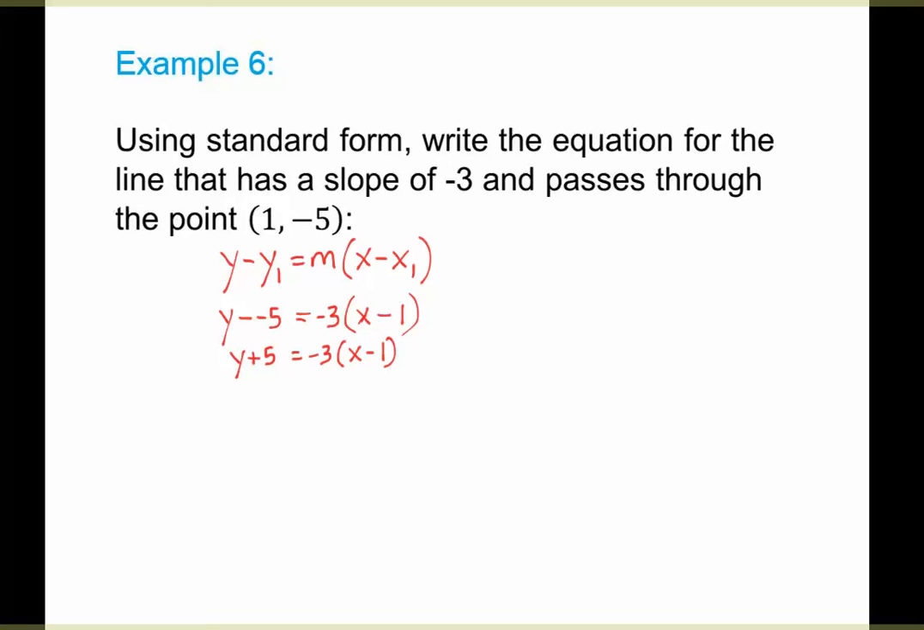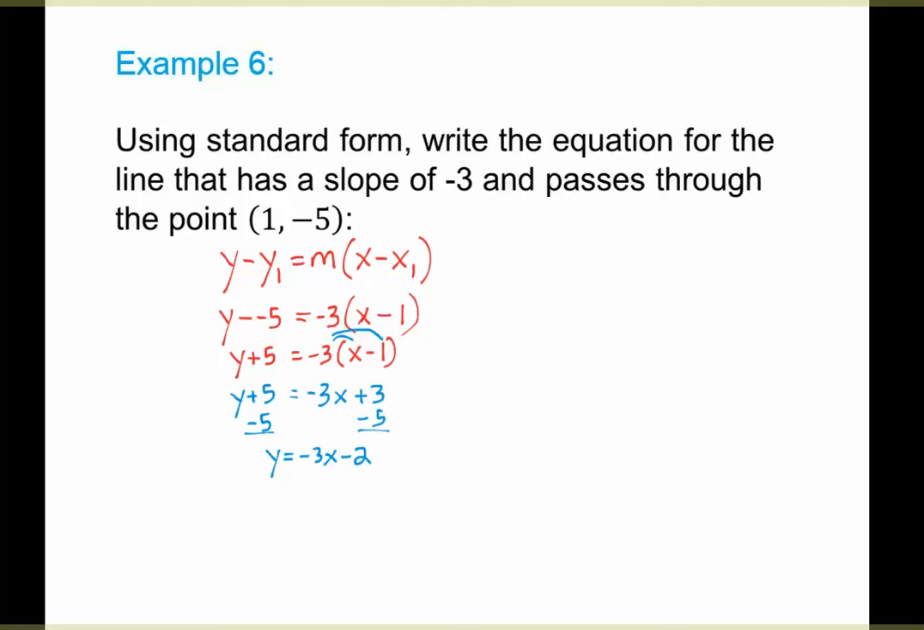So I'm going to distribute this negative 3. When I do that, I get y plus 5 equals negative 3x. Negative 3 times negative 1 is positive 3, so plus 3. And now I can start manipulating this a little bit more easily. Kind of like last time, I'm going to work with my constants first here. I'm going to take away 5 from both sides. And when I do that, I get y equals negative 3x minus 2.